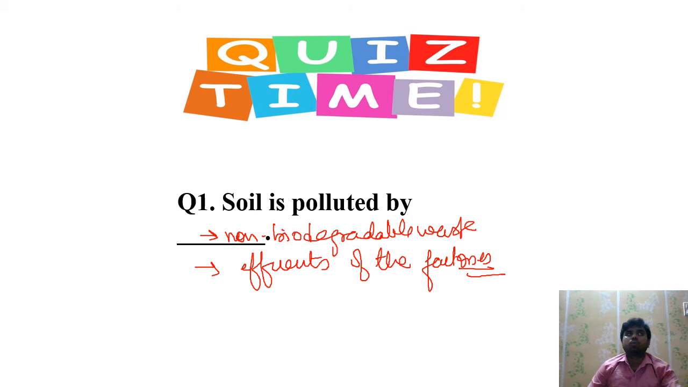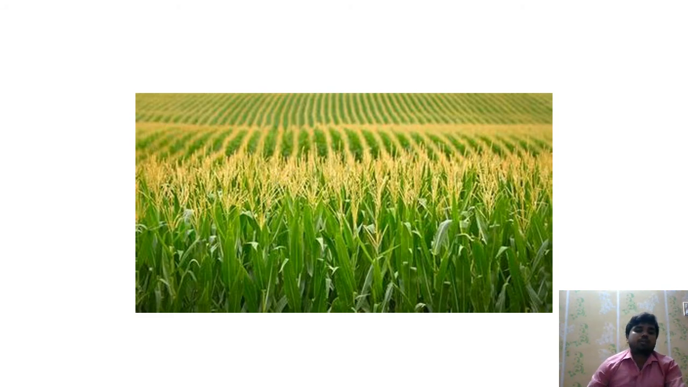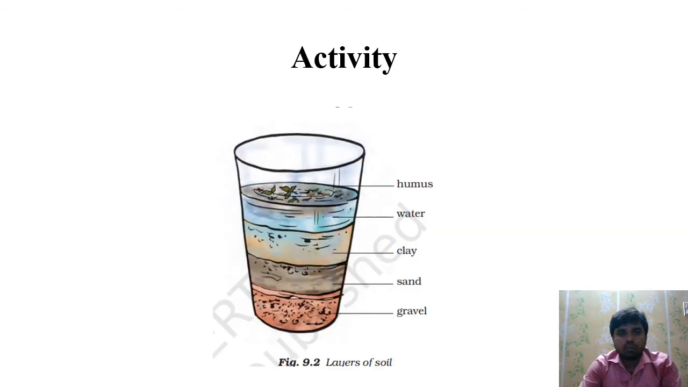Okay, these two are the major sources through which this soil is polluted. Now students, see what you can see in this image. First of all, these are the croplands. Okay, now we are going to do one activity over here.